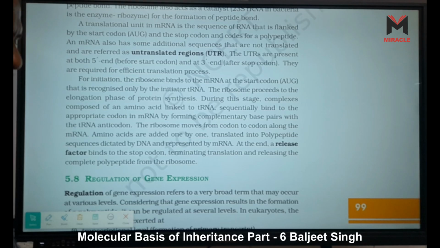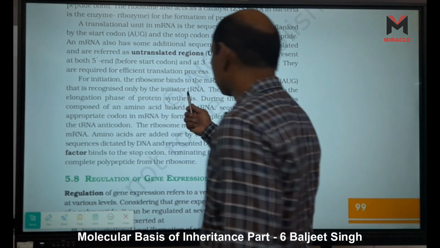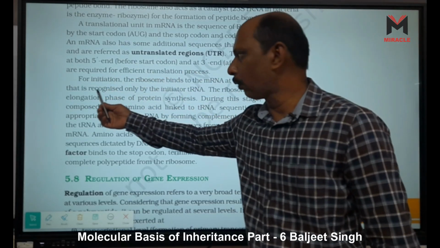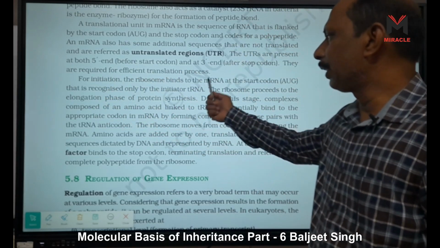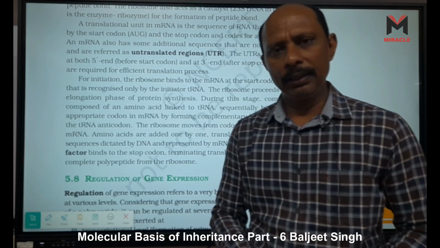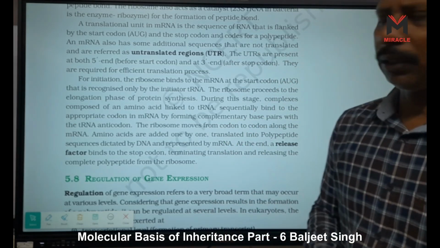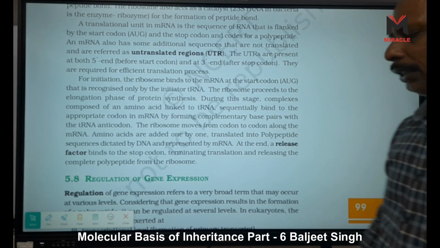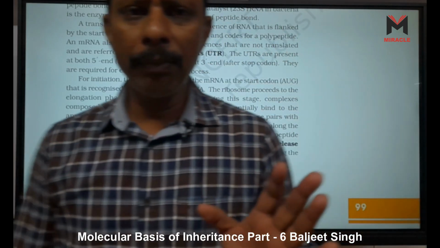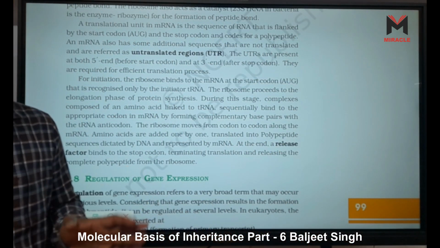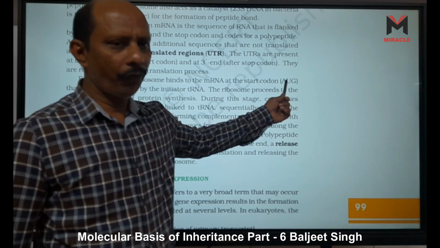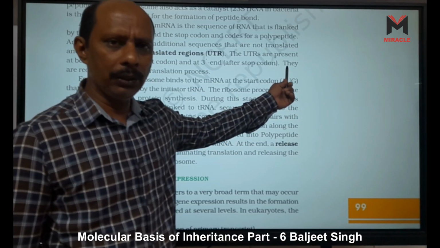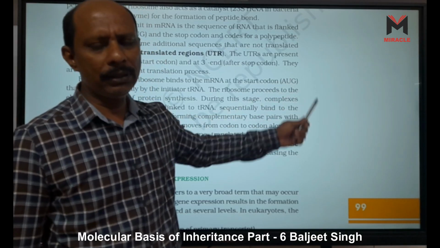For initiation, the ribosome binds to the messenger RNA at the start codon AUG, which is recognized only by the initiator transfer RNA. On the mRNA, the start codon is AUG, so the initiator transfer RNA is needed. You know complementary anticodons are present. So what is the complementary anticodon of AUG? A means what in RNA? It is U, and U means A, and G means C.